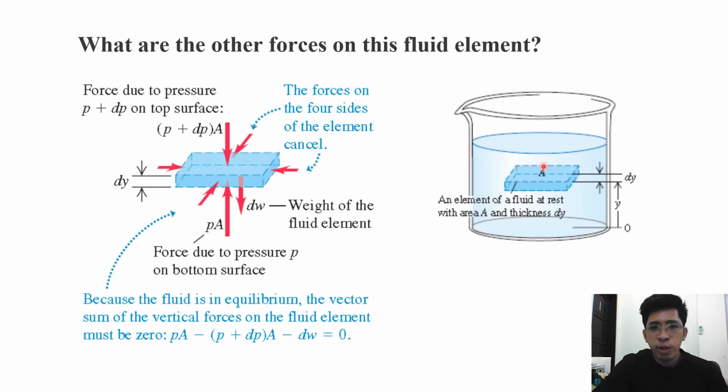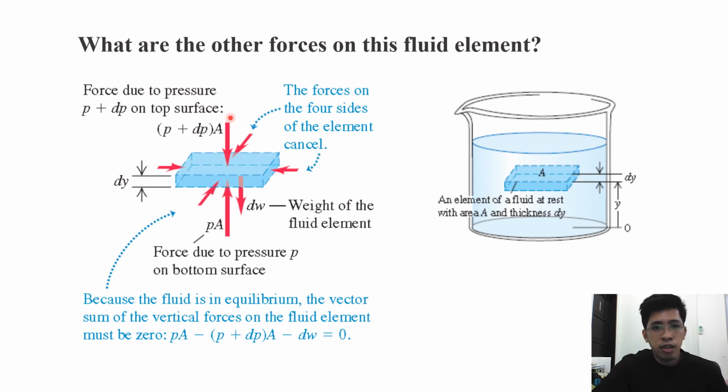Again, here we have your fluid element at rest with an area A and thickness dy. Let us take the forces exerted on this fluid element by the fluid and all other external forces. Our reference point is at the bottom of the glass, which is y equals 0. At the bottom area of the fluid element, the force due to pressure at the bottom surface is equal to P times A.